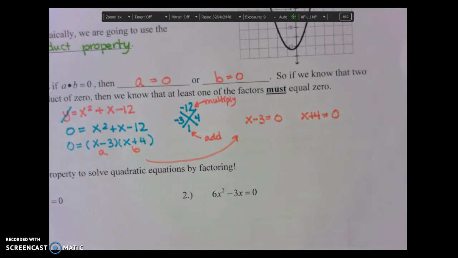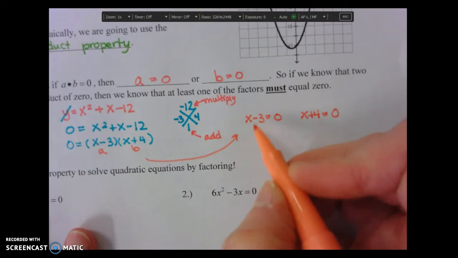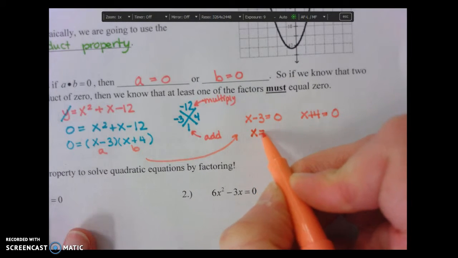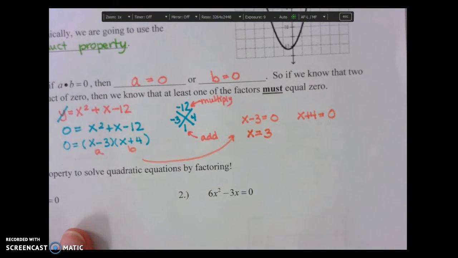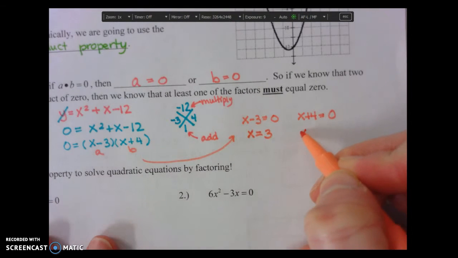And now we just go to our mad solving skills here, and we're just going to get x by itself. To get x by itself here, we do what? Plus 3. So I'm going to add 3 to both sides. What about the other one? Minus 4 from both sides.